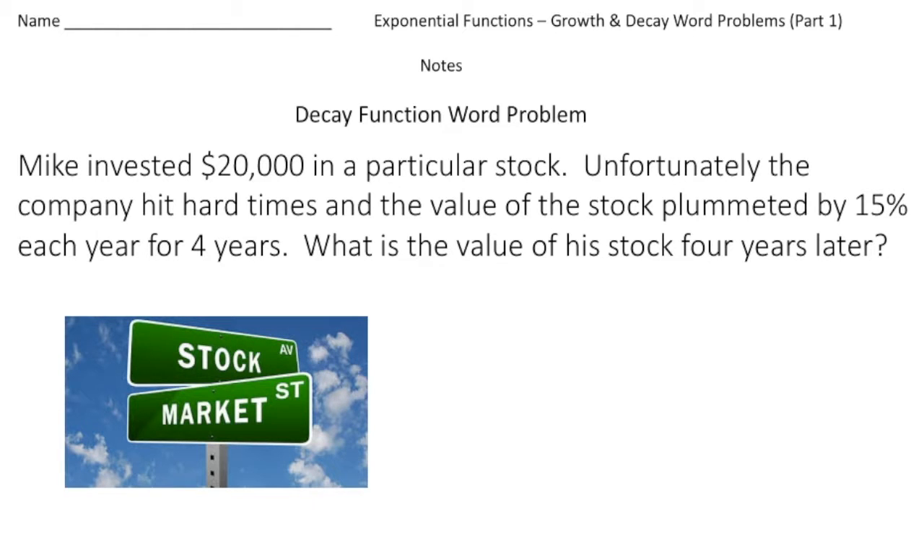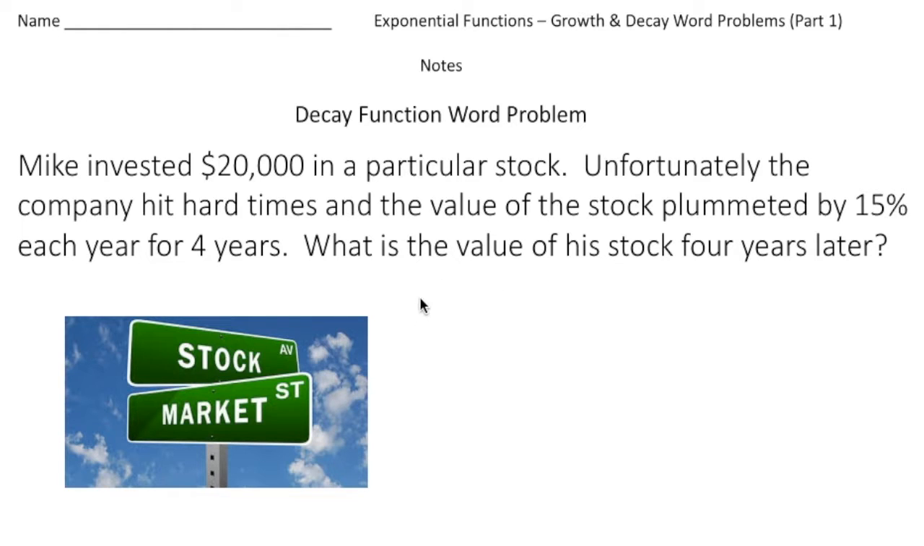All right, here we have a decay function word problem. Okay, unfortunately this one kind of has a sad ending to it. So it says Mike invested $20,000 in a particular stock. Unfortunately, the company hit hard times and the value of the stock plummeted by 15% each year for 4 years. Okay, so what is the value of his stock 4 years later?